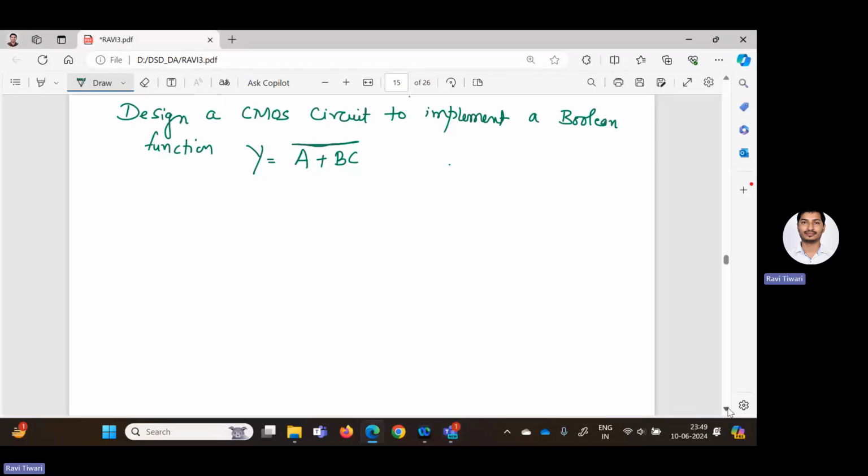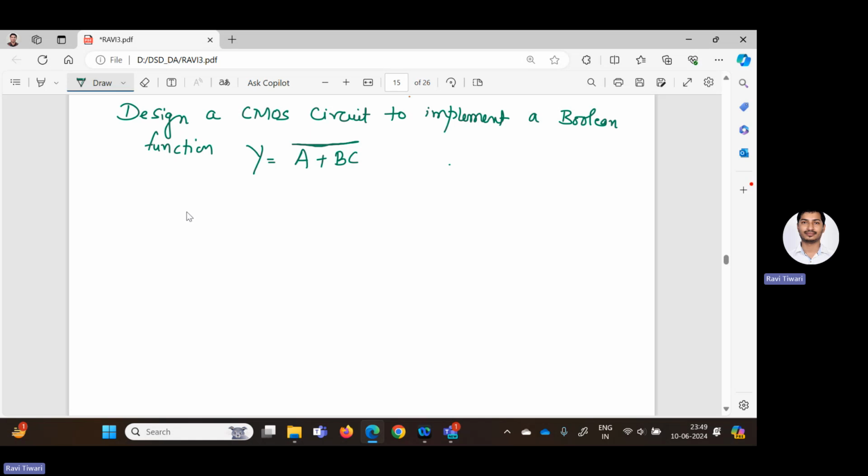Hello everyone. In this lecture, we will see how we can design a CMOS circuit to implement any Boolean function. The first example that we are taking is Y equals (A + BC) whole bar. Before starting this question, I am just clearing some basic ideas about the CMOS circuit.